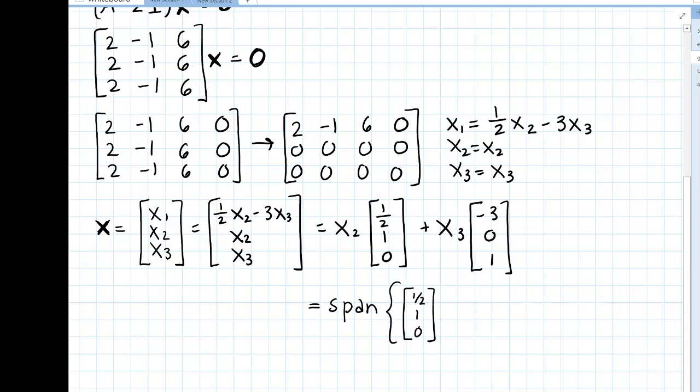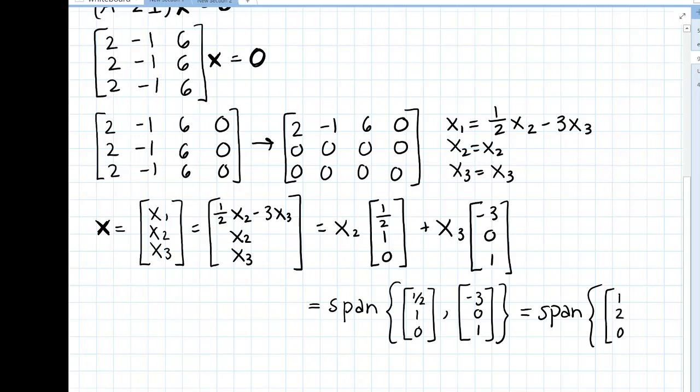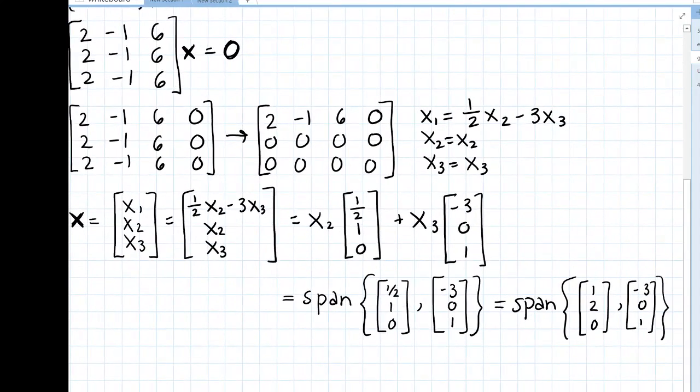So we can think of this as being the span of these two vectors. But that's the same thing as the span of, if we take that first vector and get rid of the fraction, just multiply every entry by 2, so 1, 2, 0. It's going to be the same span because if you take a vector and multiply it by a scalar, you're not changing what it has to contribute to the span, right? The span is all the linear combinations, so it doesn't matter whether you're adding in the first vector that we wrote or the scaled up version.